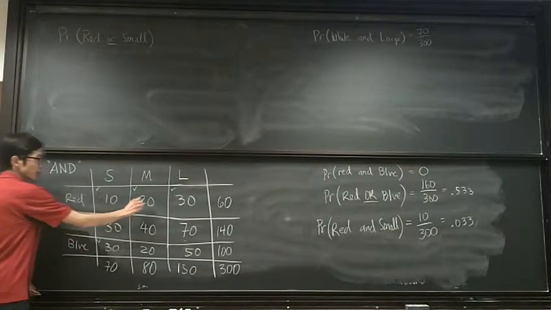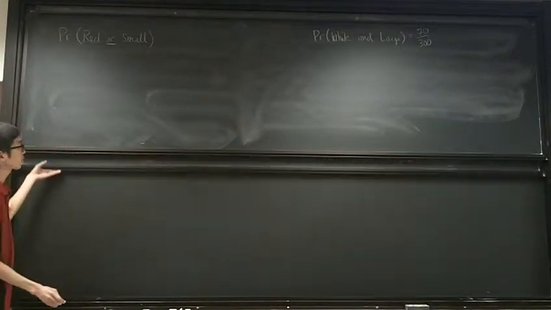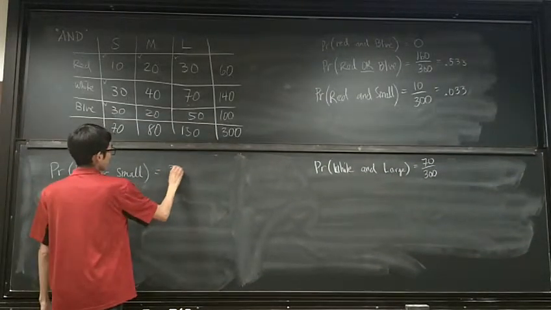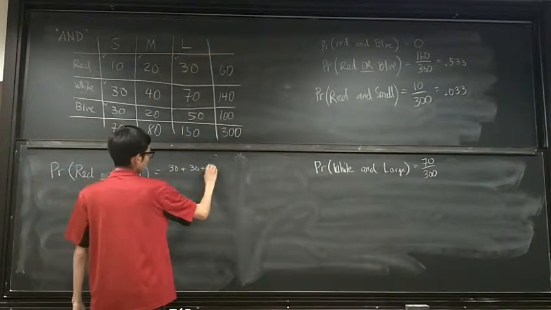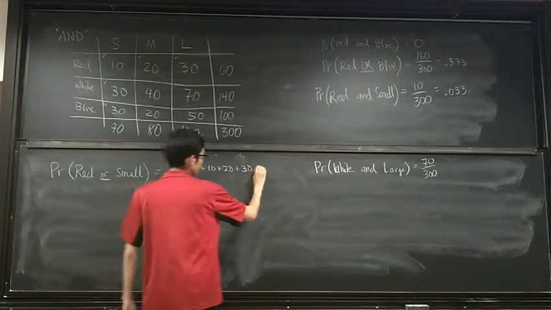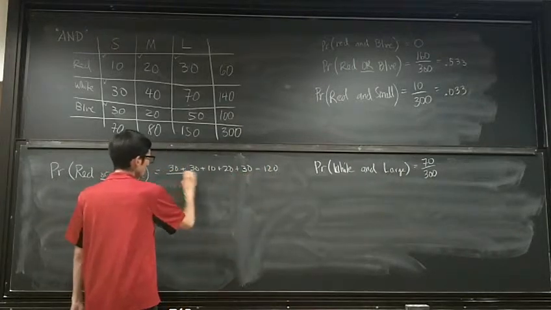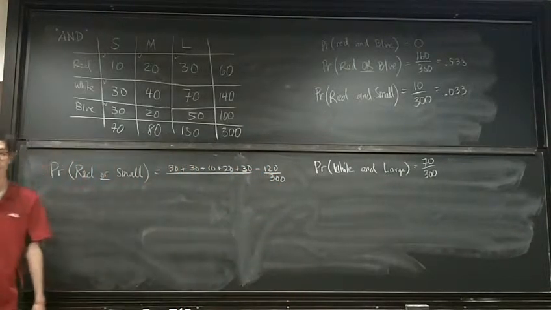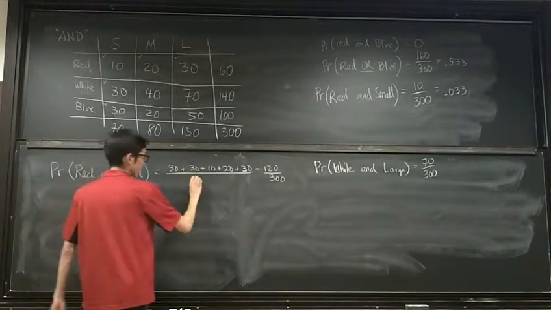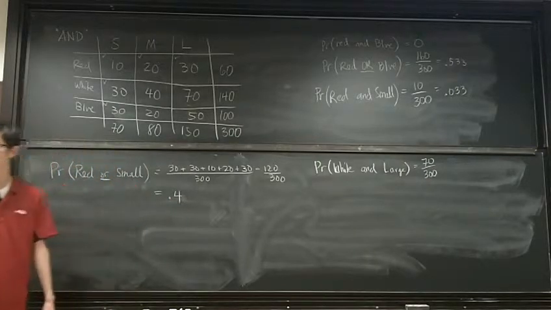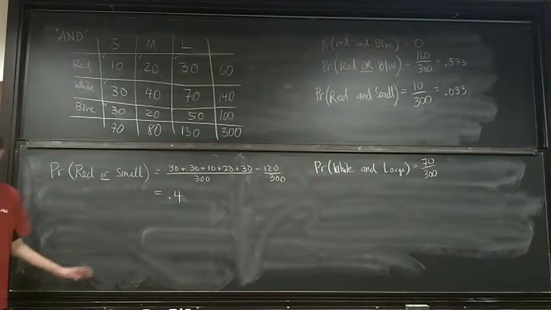30, 30, 10, 20, 30. Right? So total shirts that qualify, I got 30 plus 30 plus 10 plus 20 plus 30. That equals 120. How many shirts total do I have? 300. So that's equal to 0.4. Does that work? Yeah. Okay.